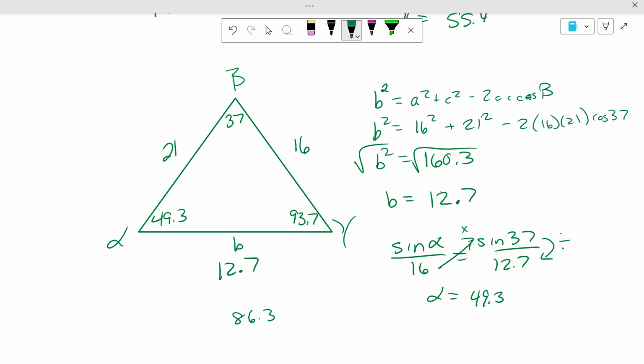If you did law of sines and found angle gamma first, you would have probably gotten 86.3, which would have been the wrong answer. That's why we need to find the smaller one first. Because the sine of 93.7 and the sine of 86.3 are the same number. So don't go down the wrong road. Find the smaller of these two first. Okay, so we got every side and every angle, and that's what we're after.